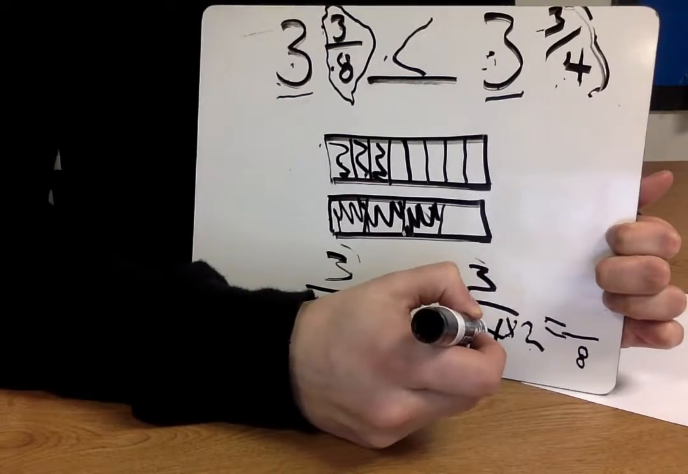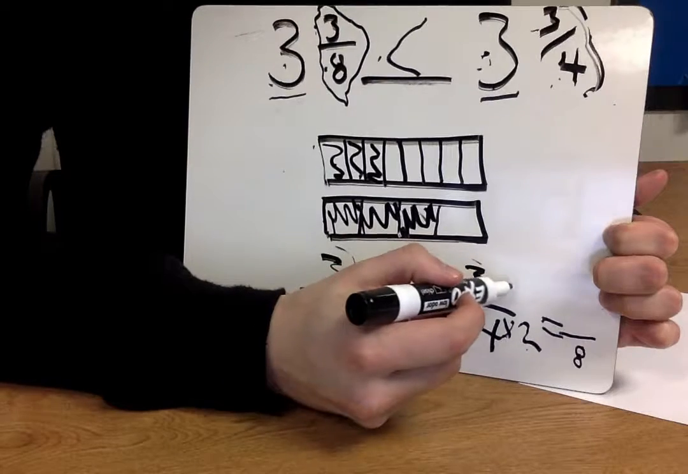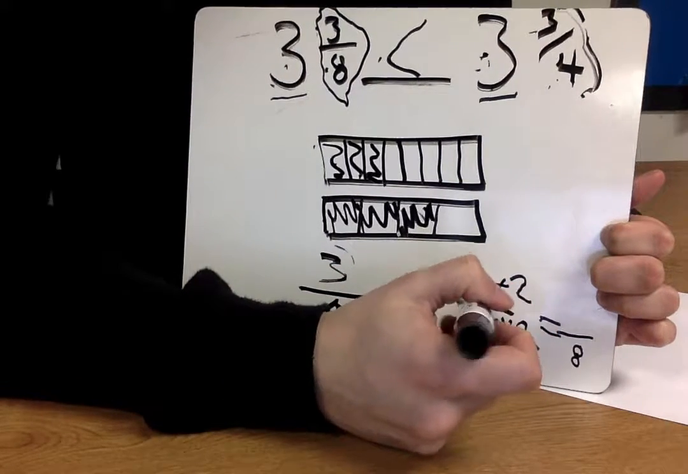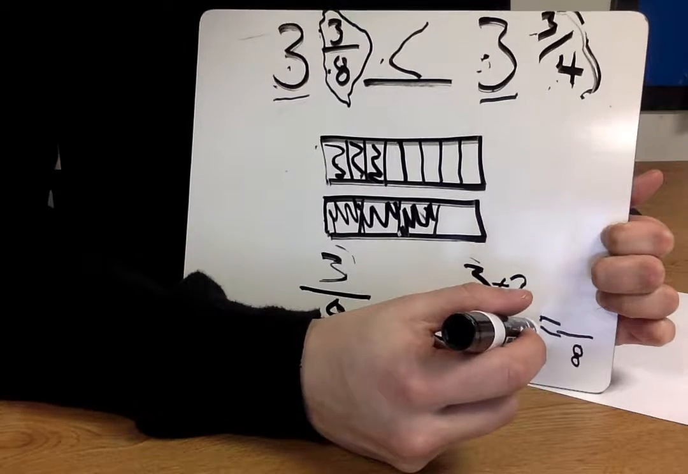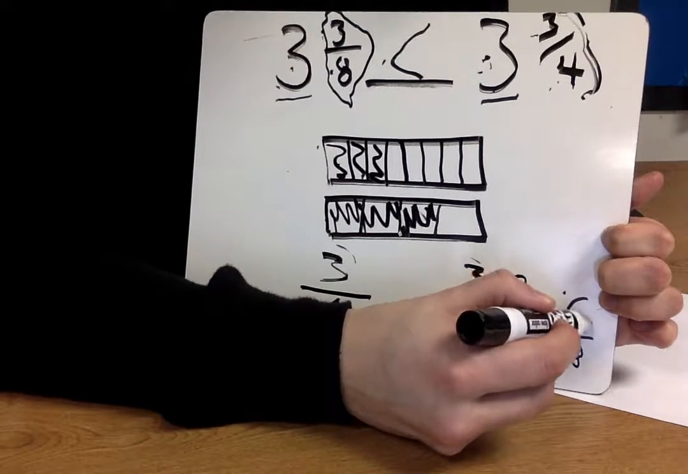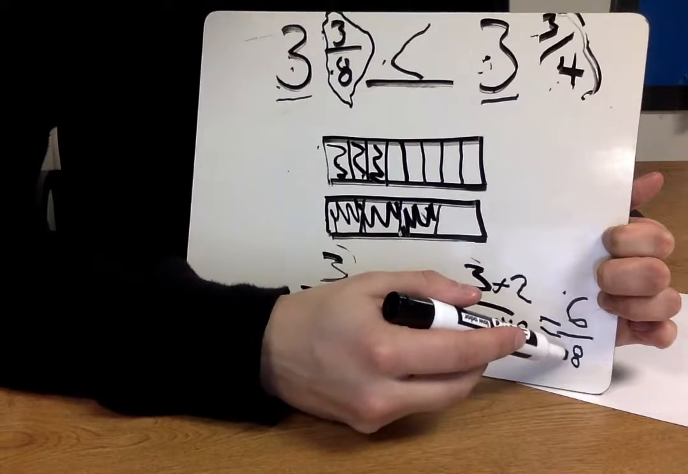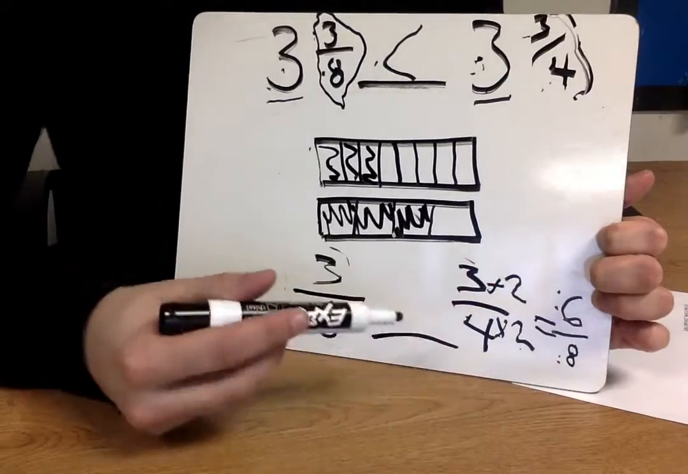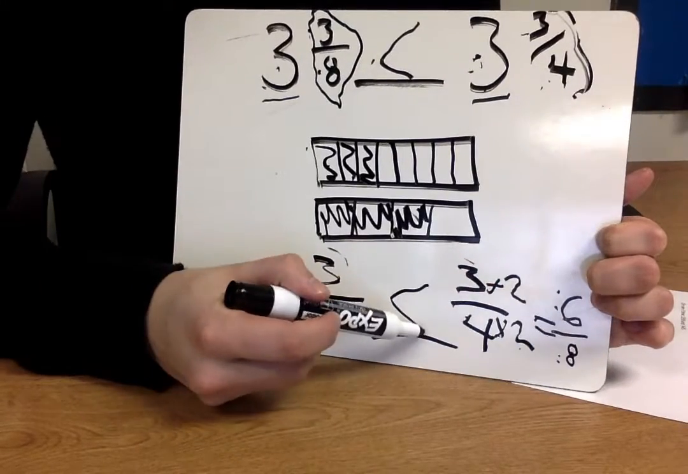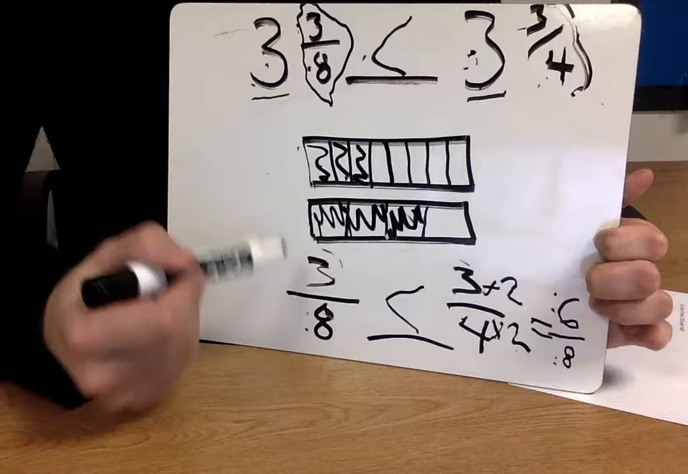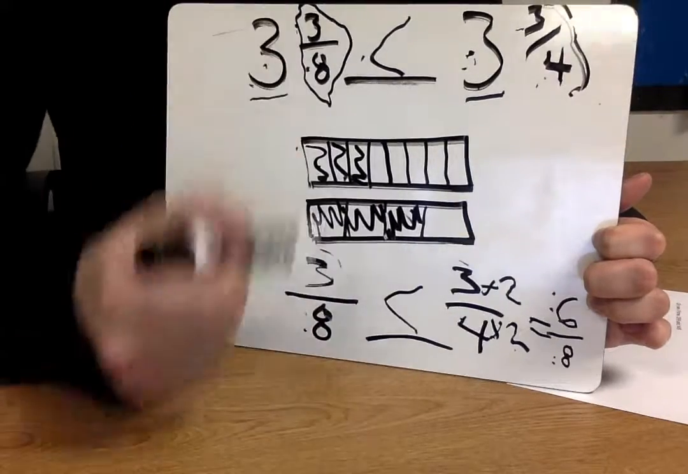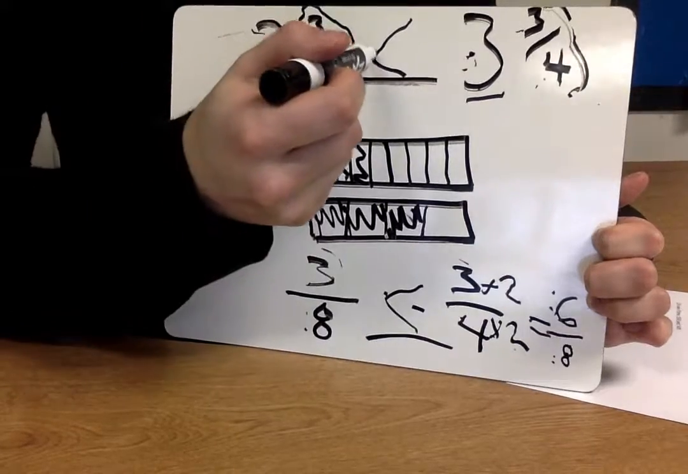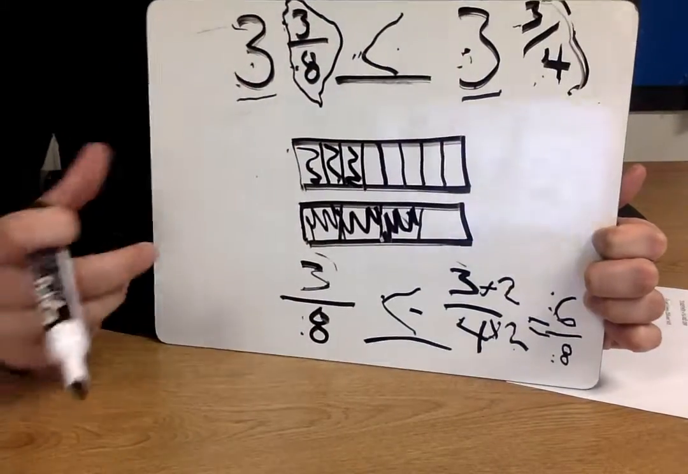And I know if I multiply my denominator by 2, I need to multiply my numerator by 2, and I know that 3 multiplied by 2 is 6, and so that makes 6/8. And now that my units are the same, I go with the larger numerator, which is 6/8. It's larger than 3/4. And we can see that that is showing us the same thinking. 3/8 is smaller than 6/8, so 3 3/8 is smaller than 3 3/4.